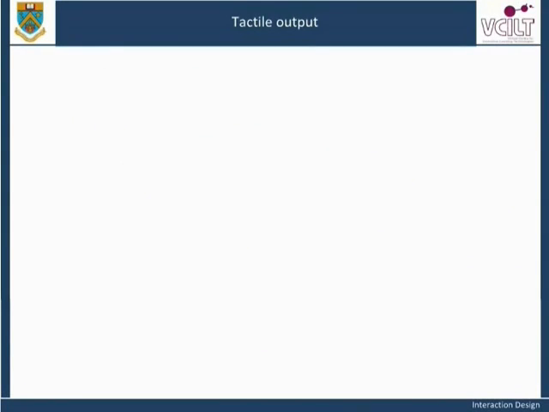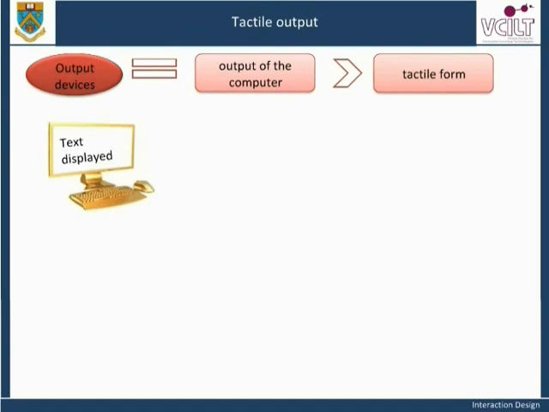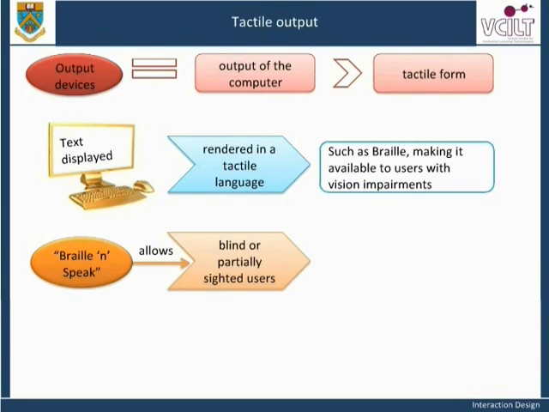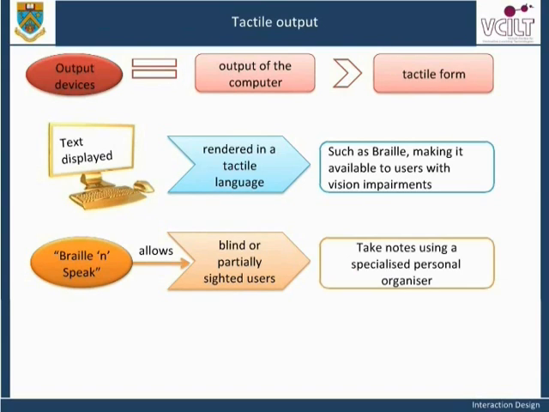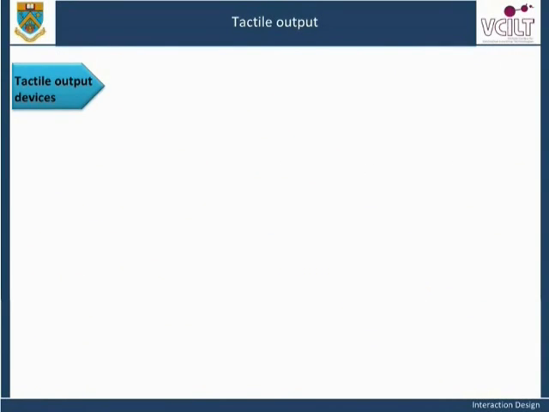Tactile output. Output devices exist that convert the output of the computer into tactile form. For example, the text normally displayed on a computer screen can be rendered in a tactile language, such as Braille, making it available to users with vision impairments. For example, there is a product known as Braille and Speak that allows blind or partially sighted users to take notes using a specialized personal organizer. Notes can be read back via either a synthesis voice or a refreshable Braille cell that turns text into tactile form. Tactile output devices of this type essentially use touch as an alternative output medium.